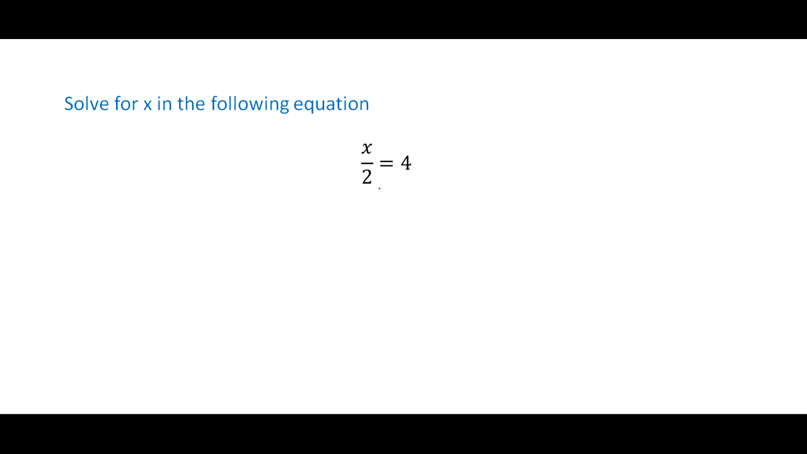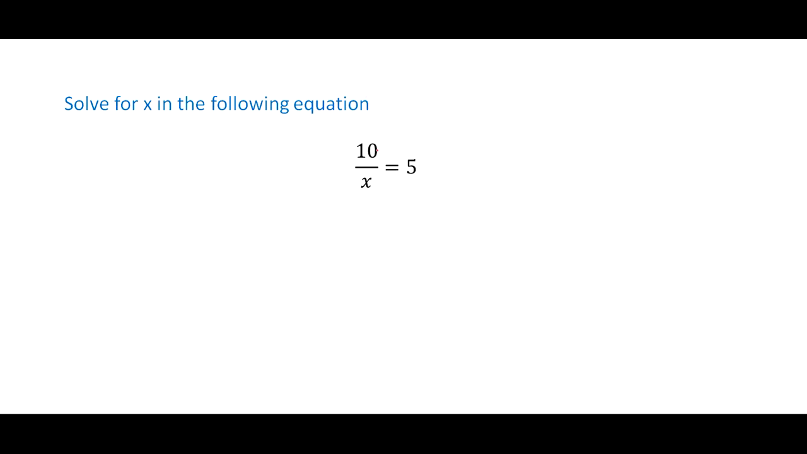Let's say we have x over 2 is equal to 4. How do we deal with this? In order to get rid of this 2, we need to multiply both sides of the equation by 2. So x is equal to 4 multiplied by 2. Therefore, x is equal to 8. Another way we can look at this is by saying x over 2 is equal to 4 over 1, because 4 divided by 1 is equal to 4, and we simply cross multiply. So x multiplied by 1 will give us x, and 4 multiplied by 2 will give us 8. Alright?